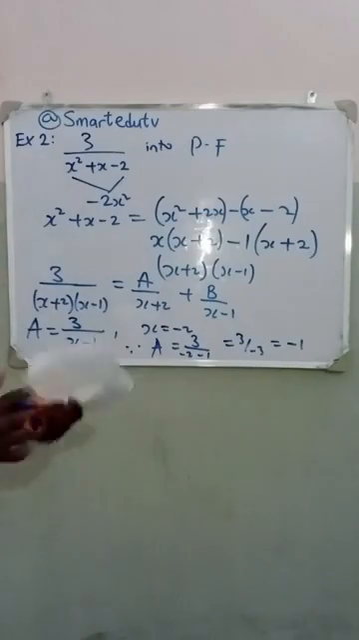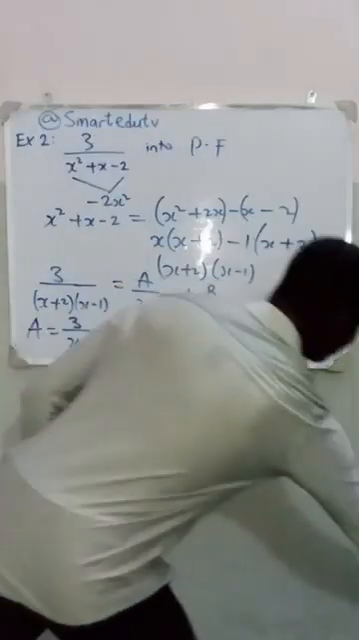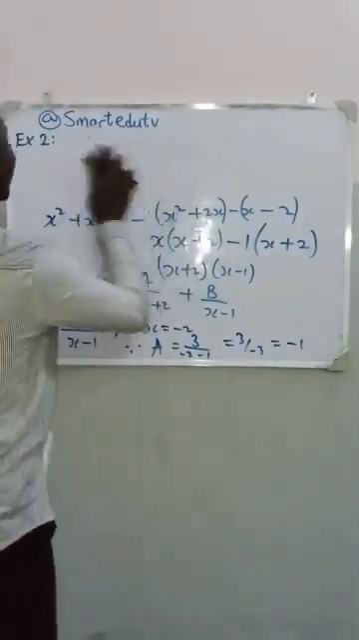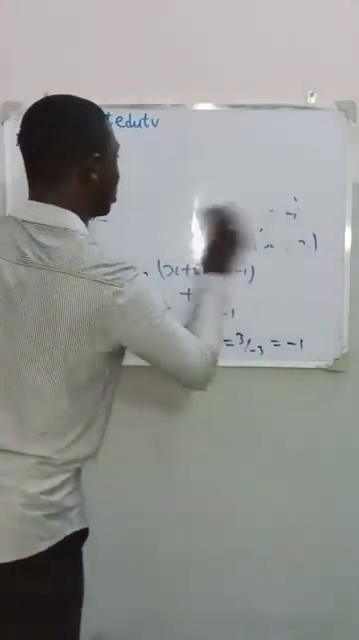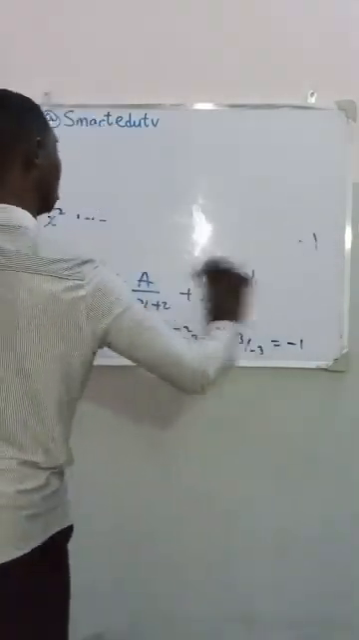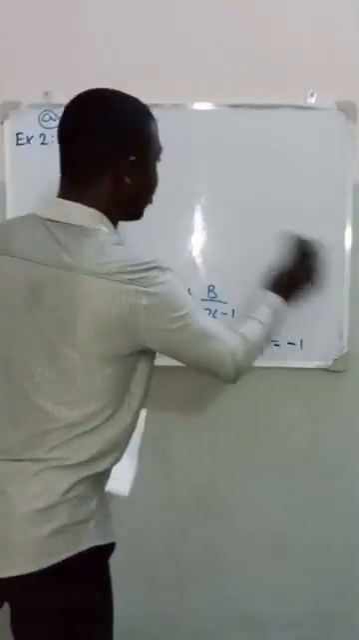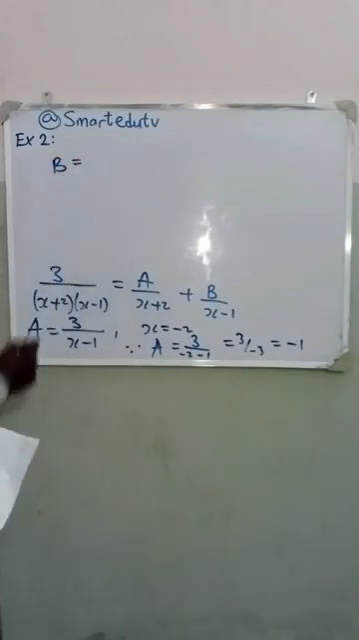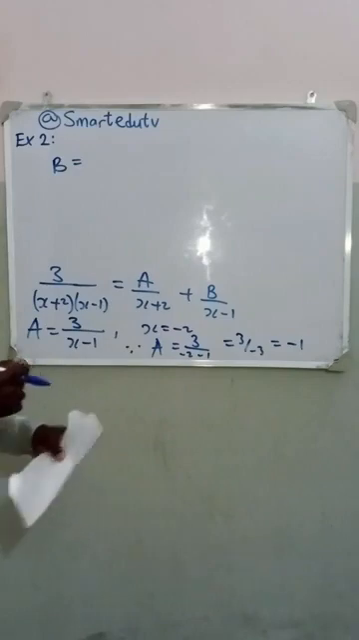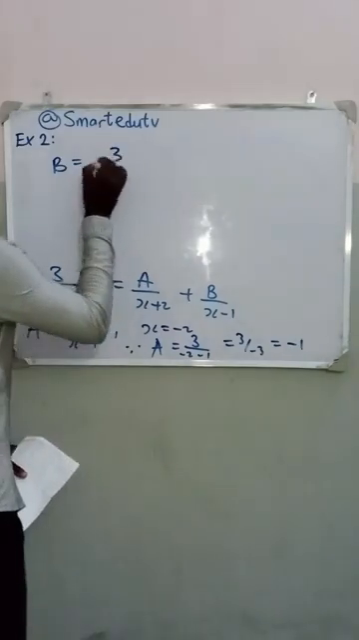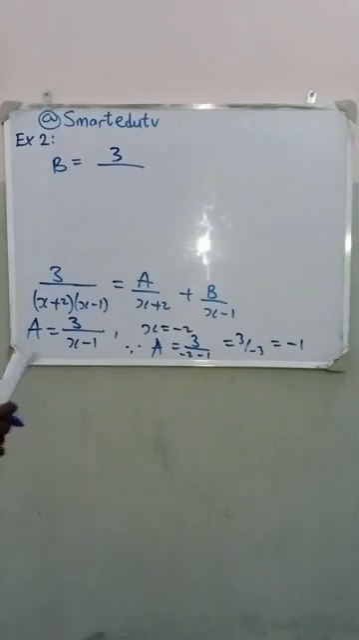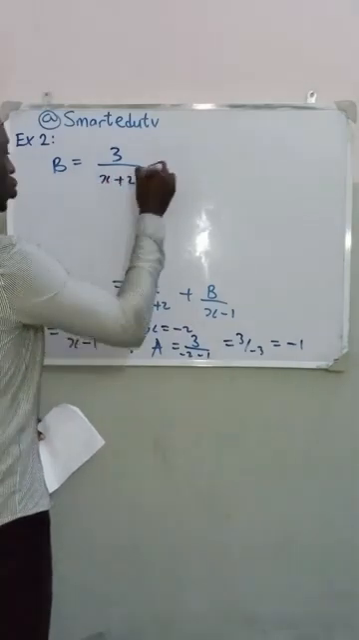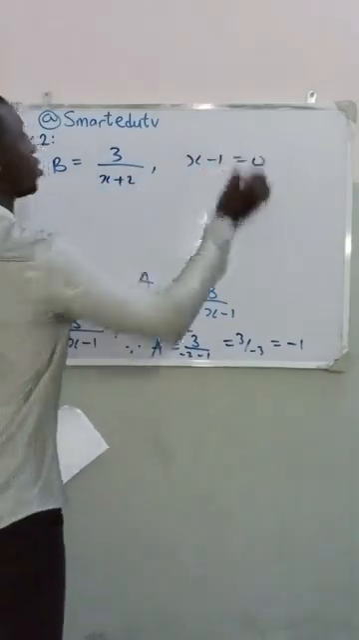Similarly, for me to get the value of B using Arfos method, B is going to be the numerator of the function given to me, 3, over the neighboring denominator. The neighboring denominator for B is x plus 2, at x minus 1 equals 0.